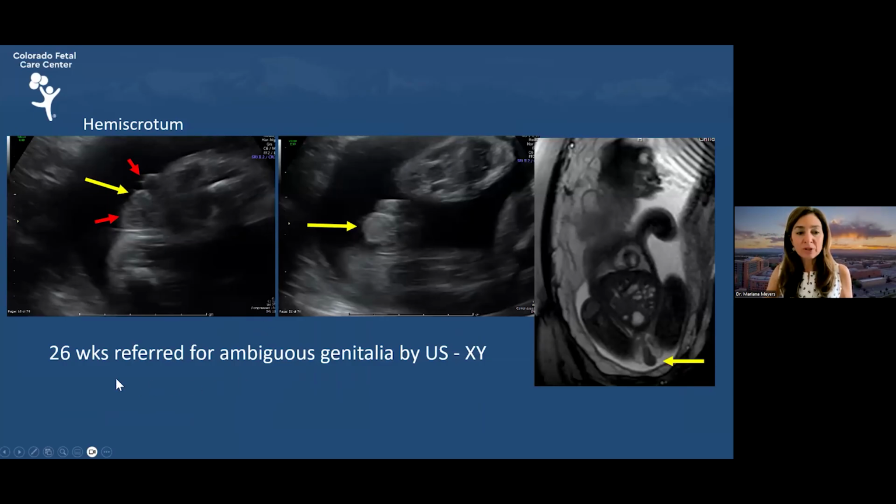Okay, this is a great case. So this baby was 26 weeks, referred for ambiguous genitalia, and had an XY by cell-free DNA. The ultrasound shows 3 curvilinear lines at the genitalia. So we interpret this as 2 hemiscrotum and the phallus in the middle. And a better view of the phallus shows that it is broad, squared off, and kind of flattened towards the tip. And it should have a bullet shape.